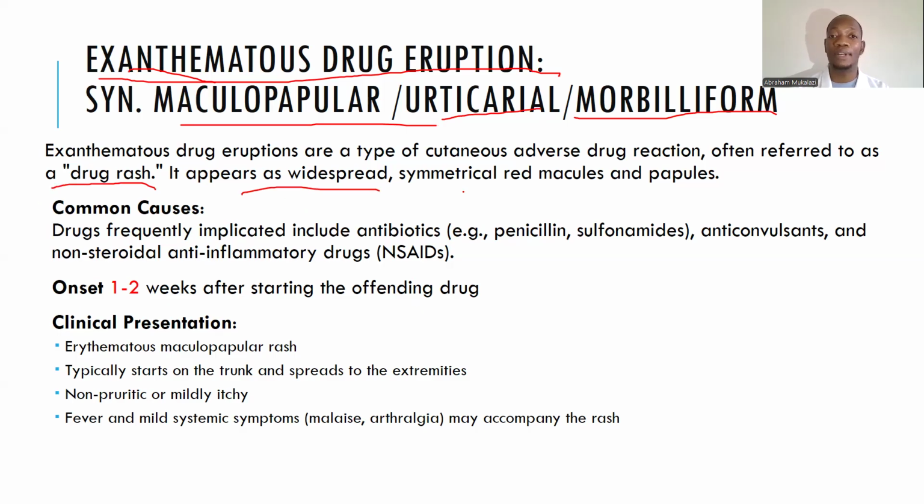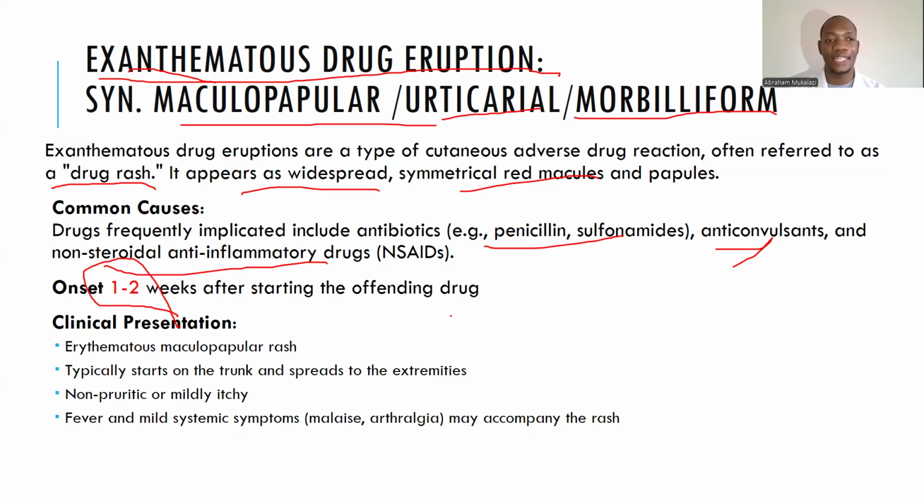It will appear as widespread symmetrical red macules and papules, that is maculopapular, and commonly associated with drugs including aminopenicillins, sulfonamides, and some anticonvulsants like carbamazepine, and NSAIDs like ibuprofen, ketorolac, and celecoxib. Those drugs can also be associated with this drug reaction. What is important here is that the onset is about 1 to 2 weeks after you start your offending drug. If you are to classify it, it's more of an intermediate, an acute process, but not immediate.